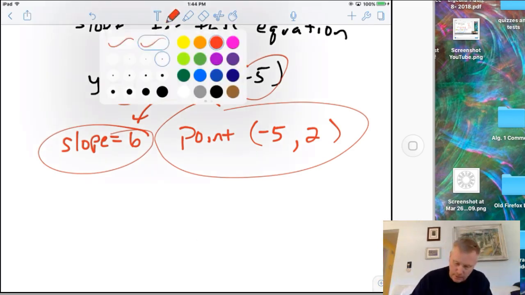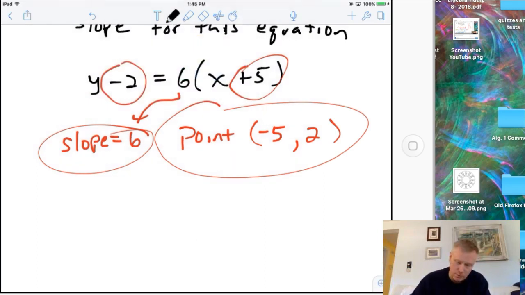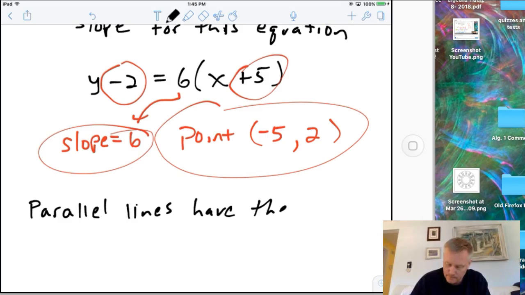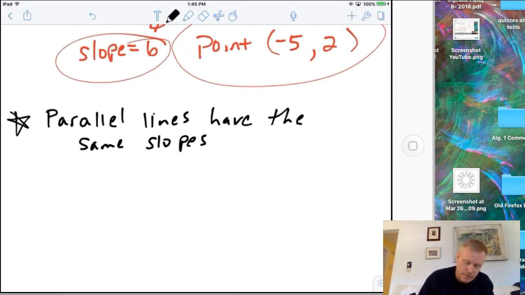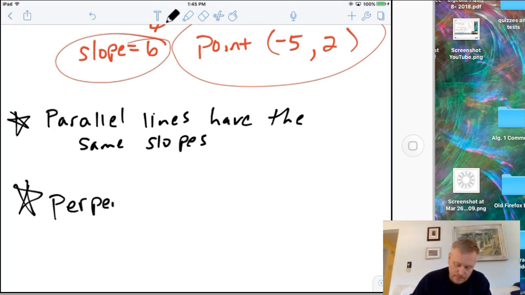Okay, before I get to number 4, I need to put out a couple of things here. You should know these, but we always have to go over it. Parallel lines have the same slopes. Put a star next to that. It's something you should know. And perpendicular lines have what we call negative reciprocal slopes.